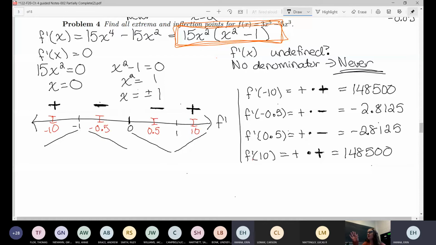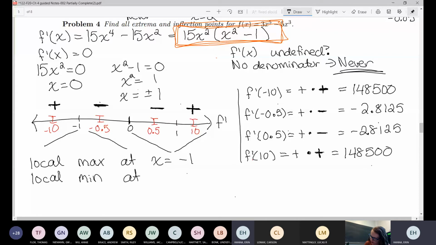So remember that we're only going to have a max or min if it changed sign. So x equals 0 is going to give us nothing. But at x equals negative 1, it changed from positive to negative, so that will give us a maximum. So we have a local max at x equals negative 1. And over at positive 1, we changed from negative to positive, so that'll give us a min. So we'll have a local min at x equals positive 1.